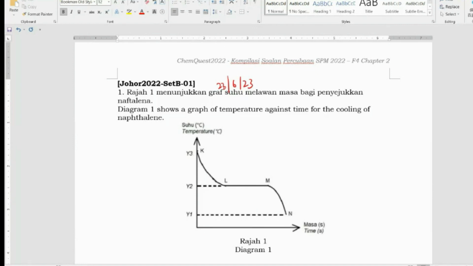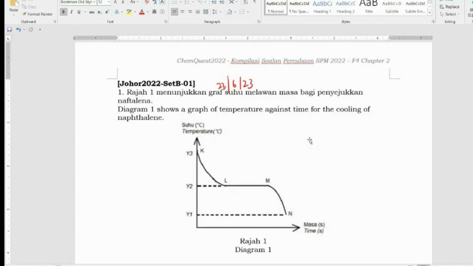Okay, class, now we look into Johor questions. So I hope you can try already, huh? Okay. Now Johor 2022 set B, set B. Okay. Now one student, can you read this question? Matthias, can you read the questions?